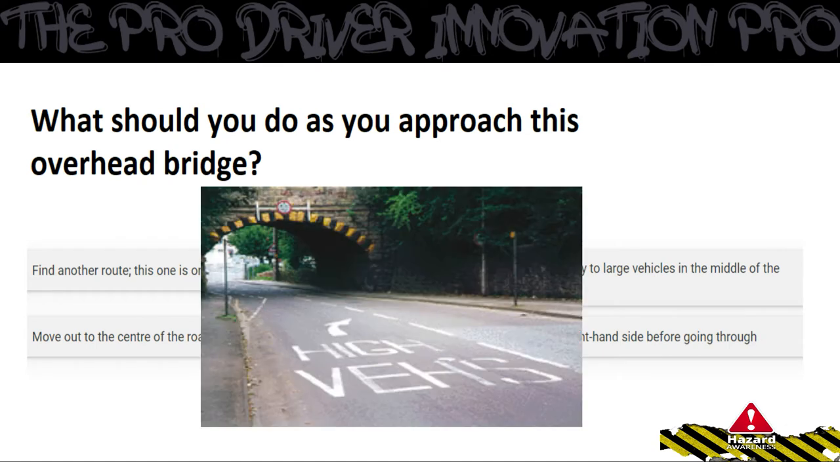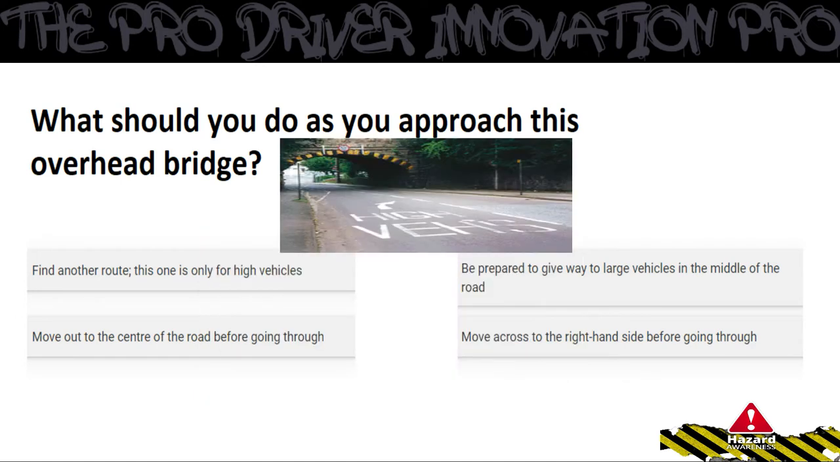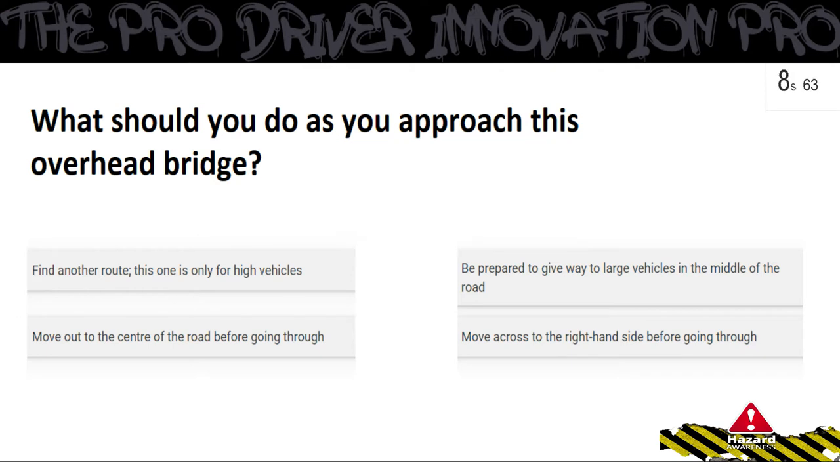What should you do as you approach this overhead bridge? Find another route. This one is only for high vehicles. Be prepared to give way to large vehicles in the middle of the road. Move out to the center of the road before going through. Move across to the right-hand side before going through. Be prepared to give way to large vehicles in the middle of the road.